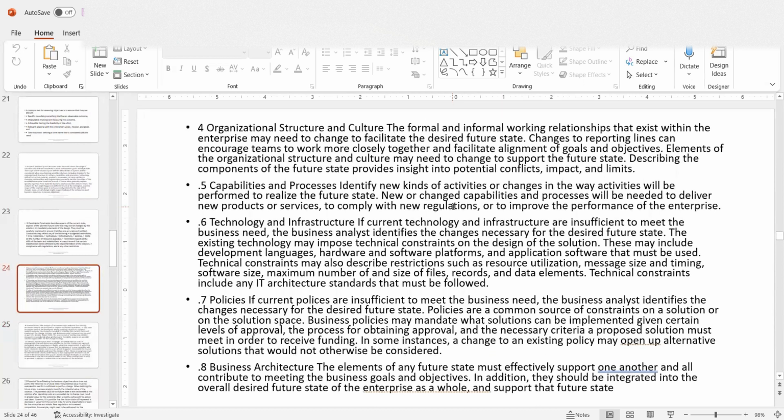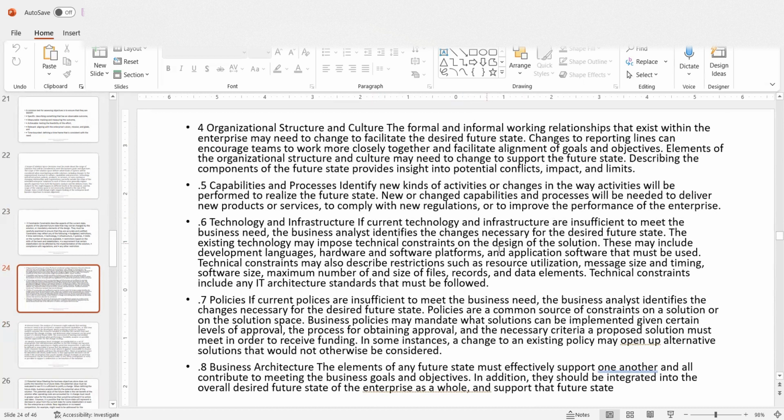The fourth element here is organizational structure and culture. Formal and informal working relationships that exist within the enterprise may need to change to facilitate the desired future state. Capabilities and processes. These identify new kinds of activities or changes in the way activities will be performed to realize a future state. Technology and infrastructure is the sixth element.